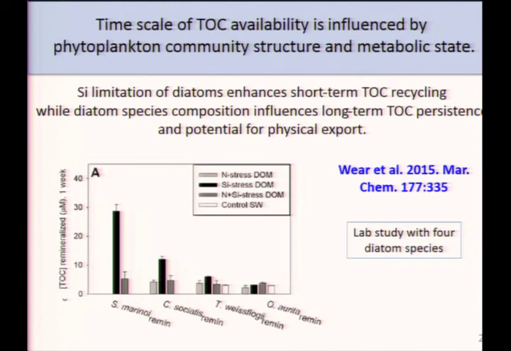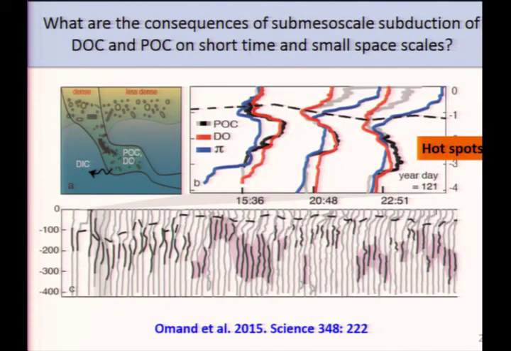And so silica versus nitrogen limitation has a difference in terms of the amount of DOC produced, but it was very labile. But then what they also found is that when it came to longer-term persistence of DOC, it was the species that mattered, not the type of limitation. And if it has a longer-term persistence, then it becomes more susceptible to physical export.